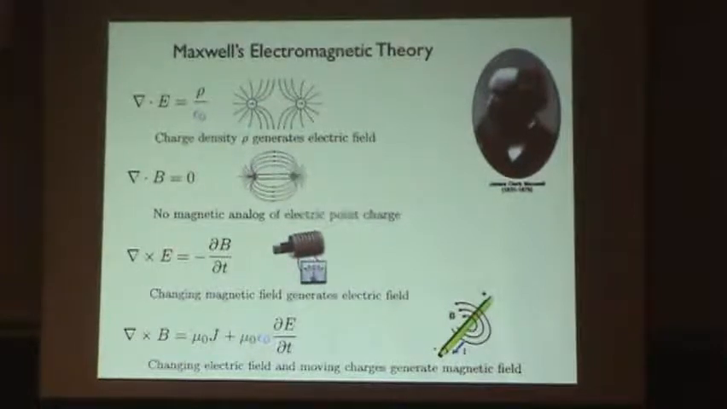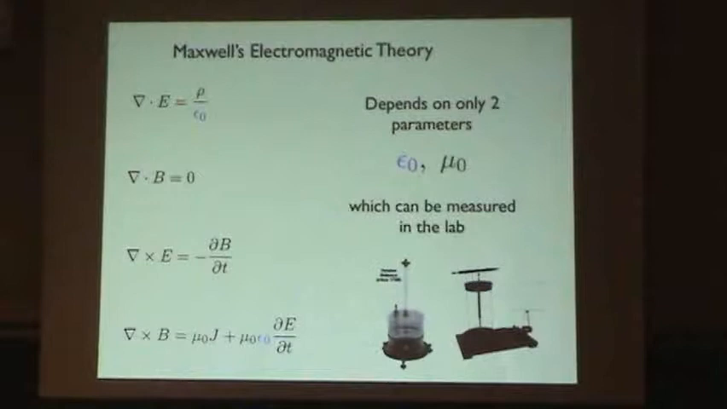So there's four very simple equations, and these describe all electromagnetism, everything that you see. It's quite remarkable. Basically there's one that says that charges generate electric fields, there's no notion of magnetic charge, and then the two most important: a changing magnetic field generates an electric field, and a changing electric field generates a magnetic field. And the point I want to make about all of these is that these laws of electromagnetism, which describe everything we know about electricity and magnetism within one framework, depend on two numbers.